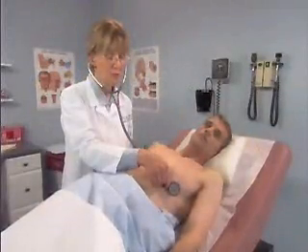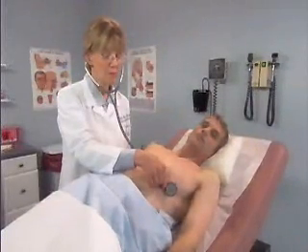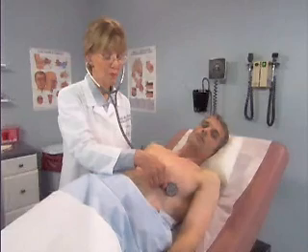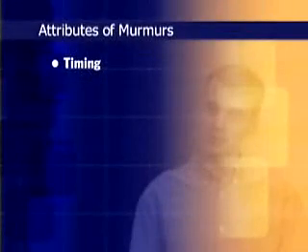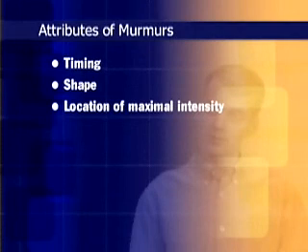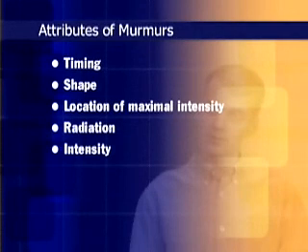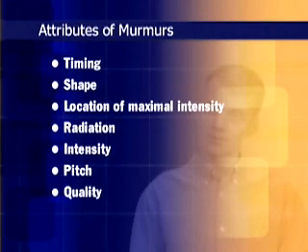Murmurs are differentiated from heart sounds by their longer duration. If you detect a heart murmur, you must learn to assess its timing, shape, location of maximal intensity, and radiation, grade its intensity, and assess its pitch and quality.